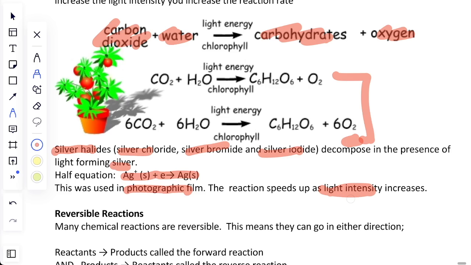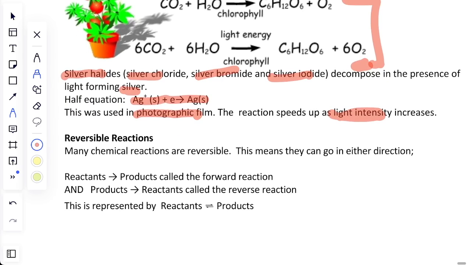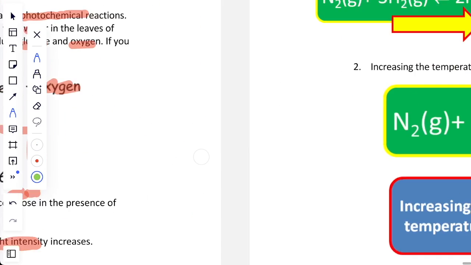Let's talk about reversible reactions. As the name suggests, reversible reactions can go in both directions: reactants to products, and products to reactants. We use this symbol right here to represent a reaction that is reversible. Let's move on to more about these reversible reactions.